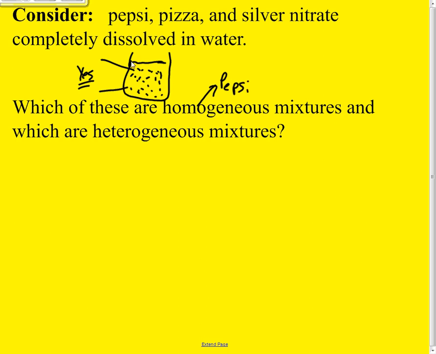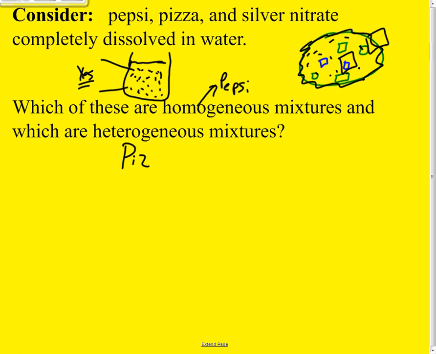Good. What about pizza? Well, let's consider pizza. My favorite would be something like Hawaiian. So I have pizza, and there's pineapple, and some Canadian bacon. Then I got some cheese on it, and I've got the crust. Now think about that. If you take a bite here, you get crust. You take a bite here, you get pineapple. So is that the same thing throughout? Is that a uniform composition? No, it's not a uniform composition. So that means pizza is a heterogeneous mixture.